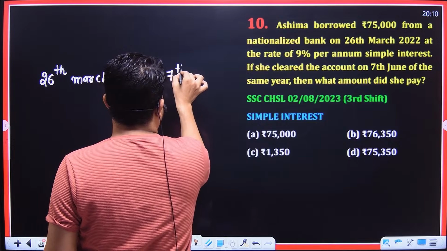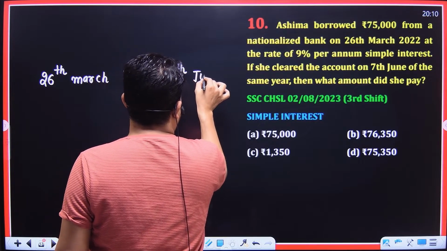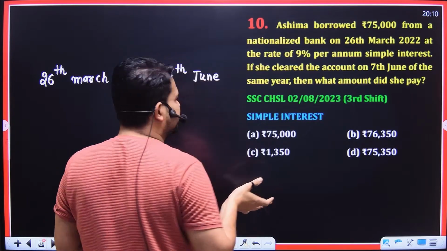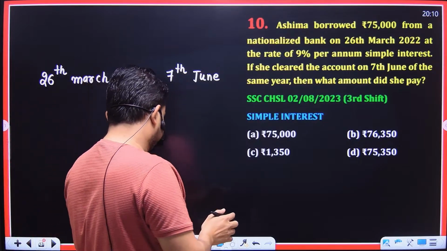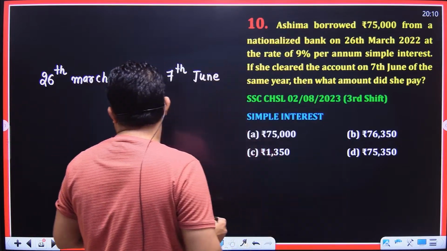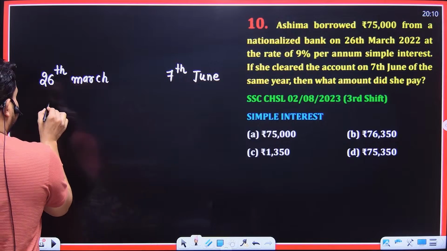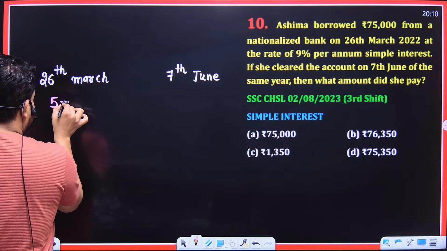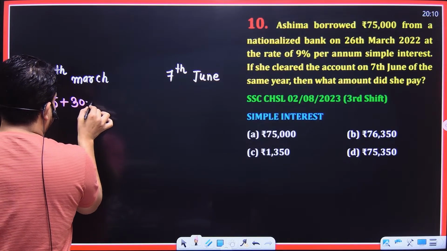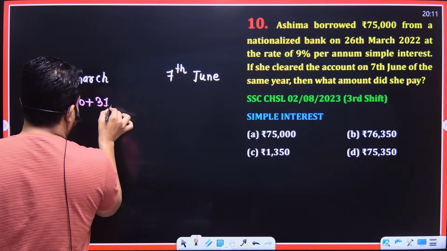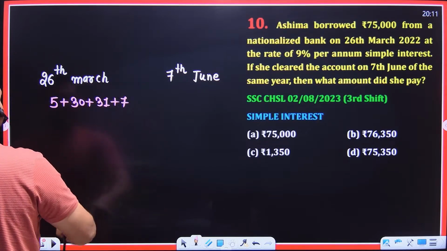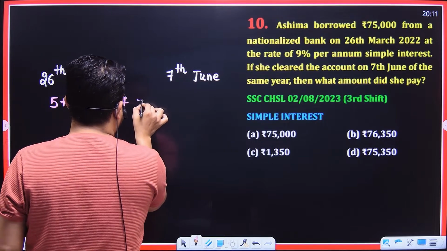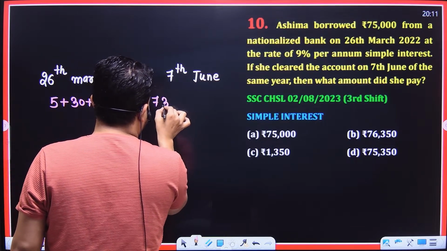First of all, we will calculate the number of days. We know that simple interest is equal to principal into rate into time upon 100. So 26th March leaves 5 days of March, plus 30 days of April, 31 days of May, and 7 days of June. So 7 plus 31 plus 30 plus 5, we have 73 days.